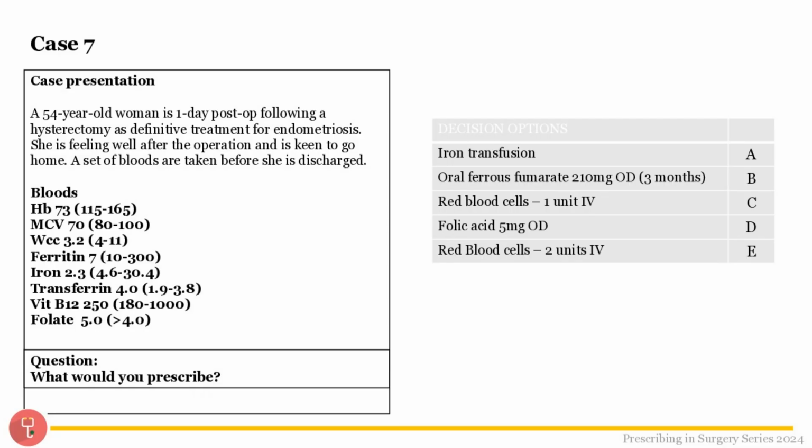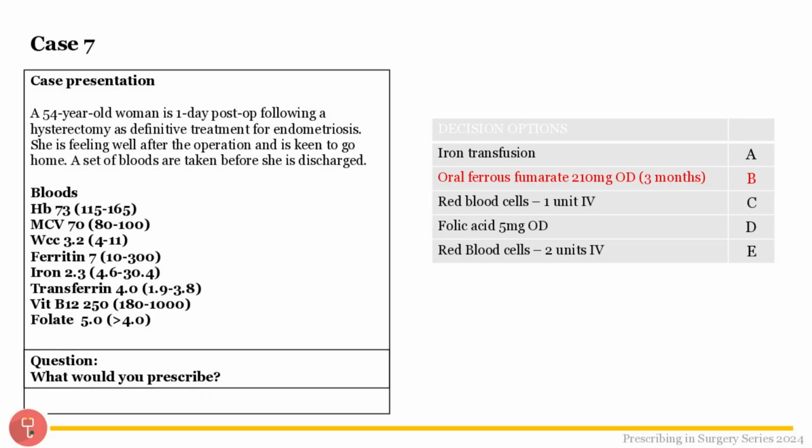Okay, so we've got a few different answers going on here. The answer here would be oral ferrous fumarate, so 210 milligrams once a day for 3 months. The important thing to look at here is that her hemoglobin is above 70, and that's normally the cutoff for getting an infusion. She also doesn't have any symptoms at the moment. She said she's feeling well and she's keen to go home.